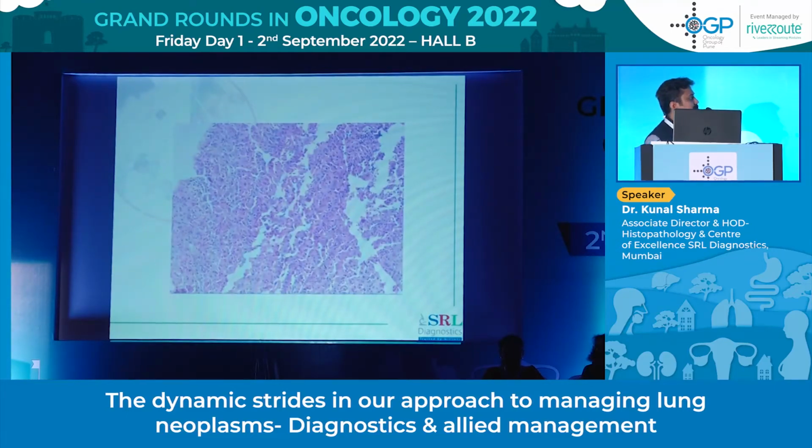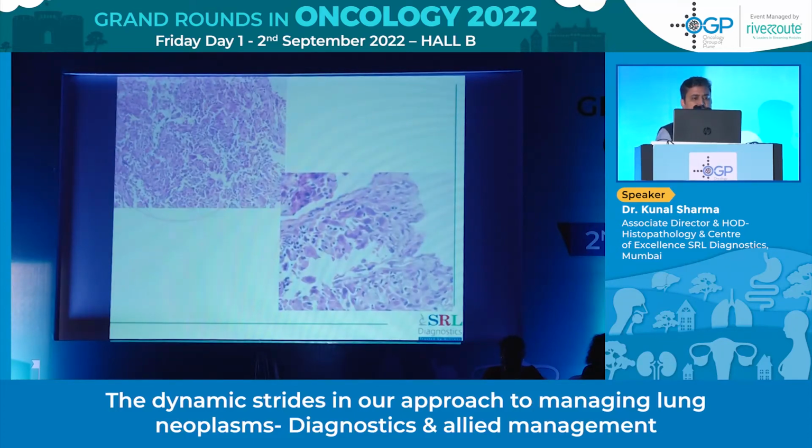So when you see this, one would really find it difficult to say whether this is a carcinoma or a sarcoma or something else. So this was definitely poorly differentiated. What we saw were some really large cells. Some of them were multinucleated giant cells, and some of them were spindly.